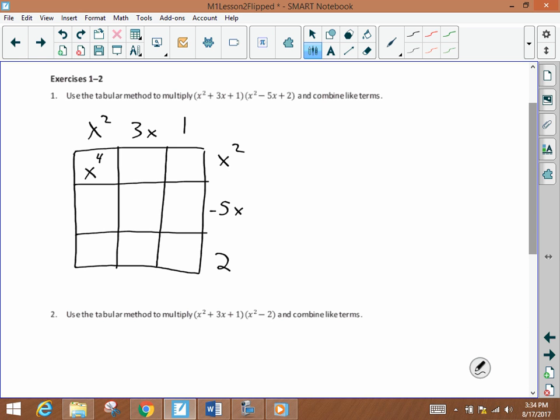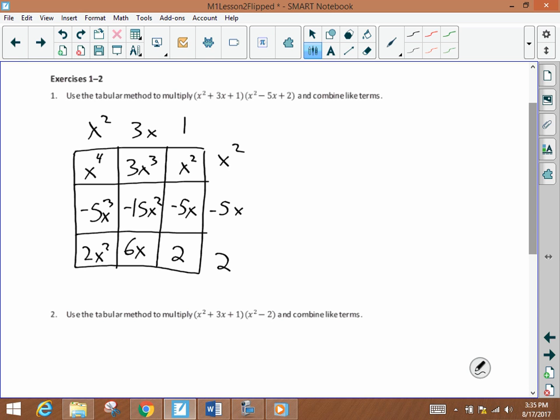And then x squared times negative 5x is negative 5x cubed. X squared times 2 is 2x squared. X squared times 3x is 3x cubed. 3x times negative 5x is negative 15x squared. And 3x times 2 is 6x. These are all going to just be the same, right? 1 times all of these things is not going to change it, right? 1 times x squared is x squared, and so on.